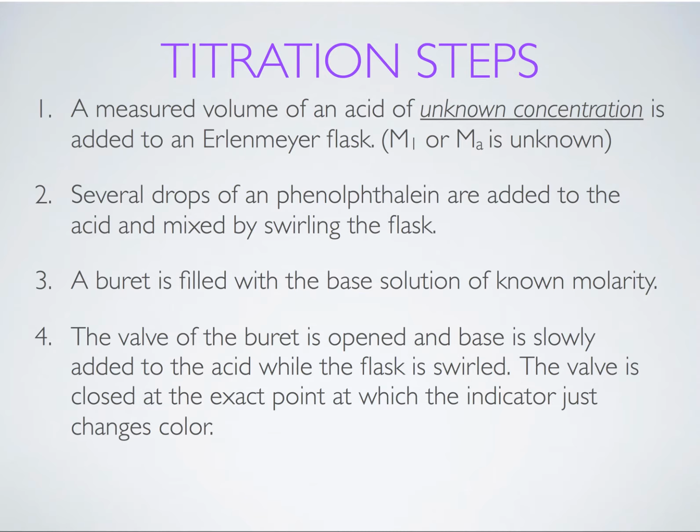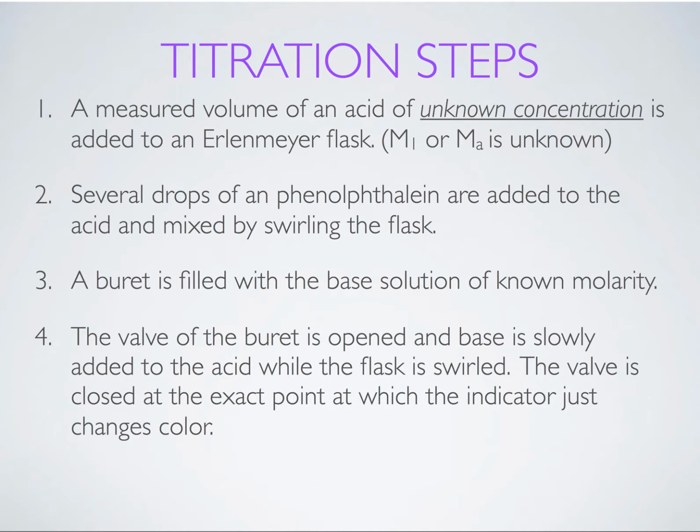All right, here are the steps for a titration. So typically you would have a measured volume of an acid. So maybe I know it's 25.0 milliliters or 50.0 milliliters. And you also have an unknown concentration of this acid. So I know how much acid I have, I do not know how strong it is. A titration will allow us to figure out how strong that acid is.